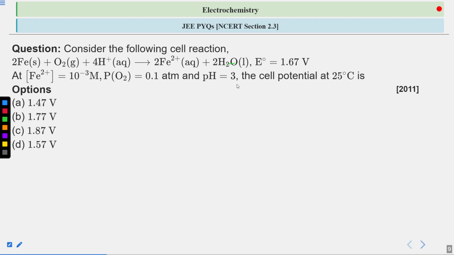Now, when the Fe2 positive ion concentration is 10 to the power minus 3 molar, the pressure of the oxygen gas is 0.1 atmosphere, and the pH of the solution is 3, the cell potential at 25 degrees Celsius is. So you have to tell the value of the cell potential. The four options given are 1.47 volt, 1.77 volt, 1.87 volt, or 1.57 volt. So you have some time to try this, and then we will continue to the correct answer.